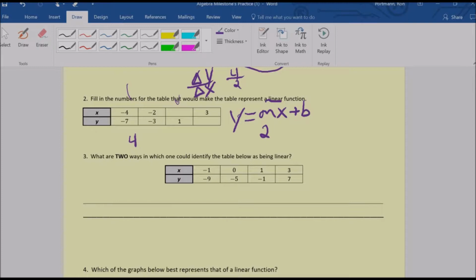You have -4, -7 as one of your ordered pairs, and you also have... Hold on. Daddy. Yes. I'm going to.